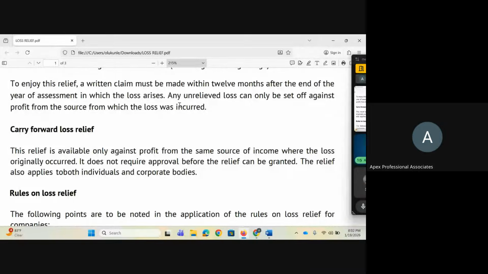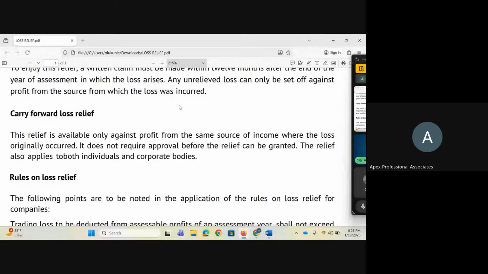Now, the second one is called the carry forward loss relief. But it's important to say that the current year loss relief is only applicable to individuals. Carry forward loss relief is available to businesses, corporate entities and individuals. The idea is that the loss you make this year will be carried to the next year. So the loss for the previous year is taken to the next year to deduct from your profit.